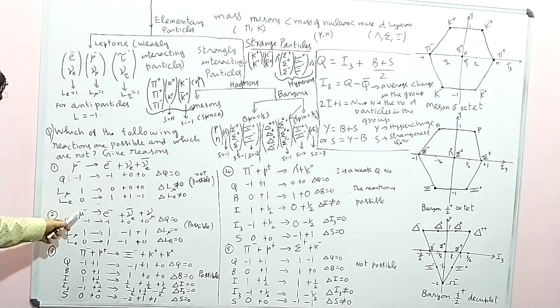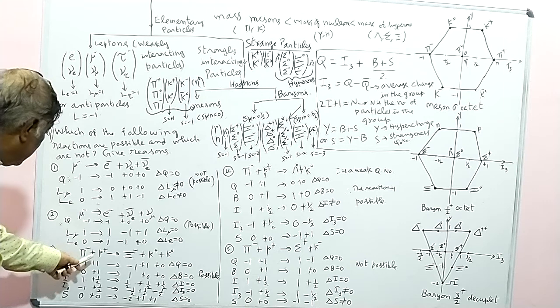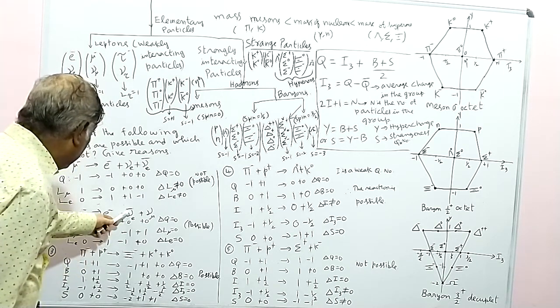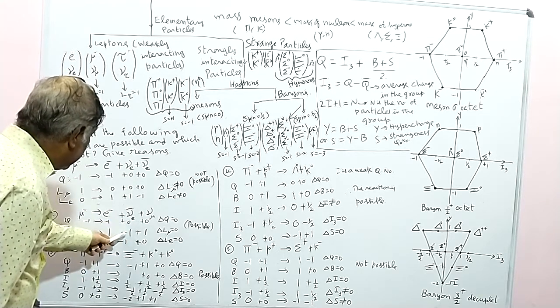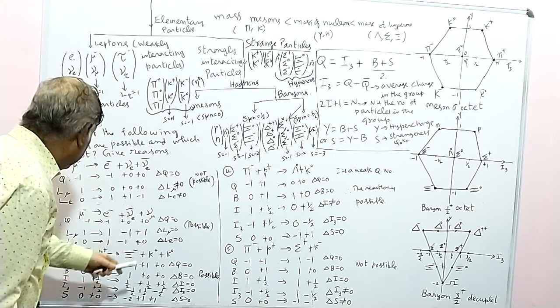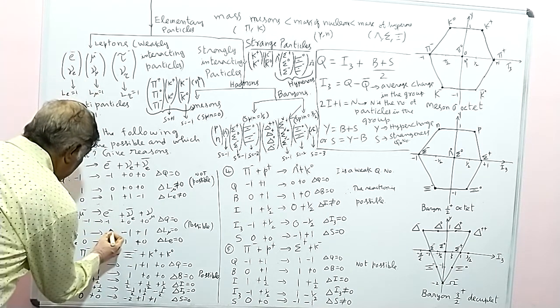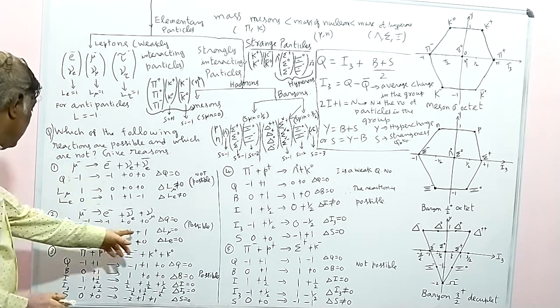L mu is 1 for the muon particle. For the antineutrino, this is minus 1. For the neutrino, this is plus 1. Whereas for the electron, this is 0. So the right side it is 0, the left side is 1.